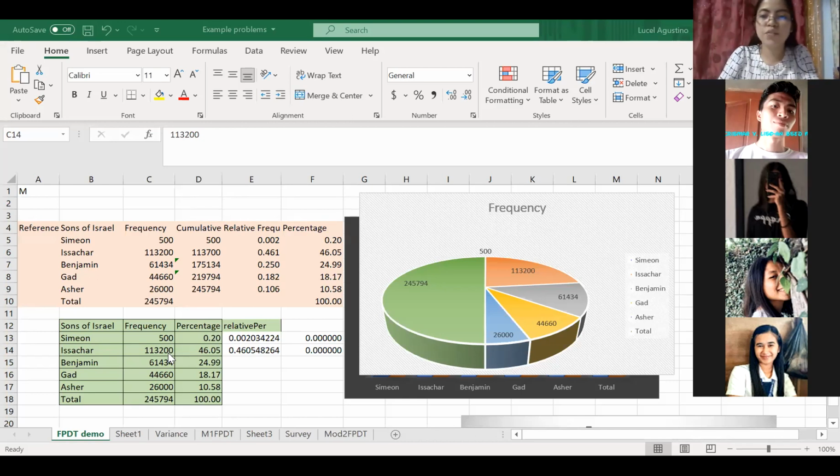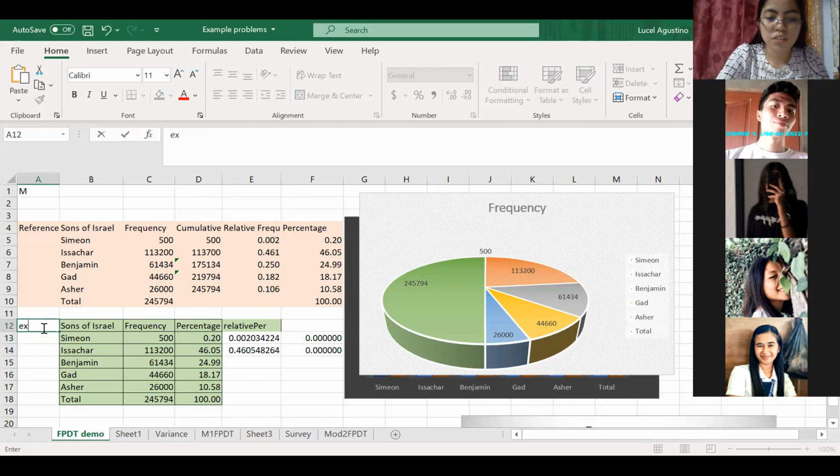So what is the value for summation of x squared? Example ko din, summation of x squared. So is equal to 500. So what is your answer?